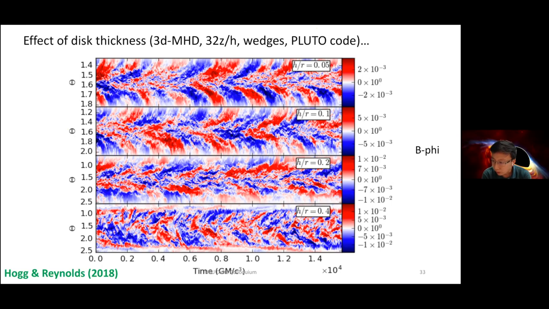Okay, so more questions here. Are the corona and disc wind important in time variability study?